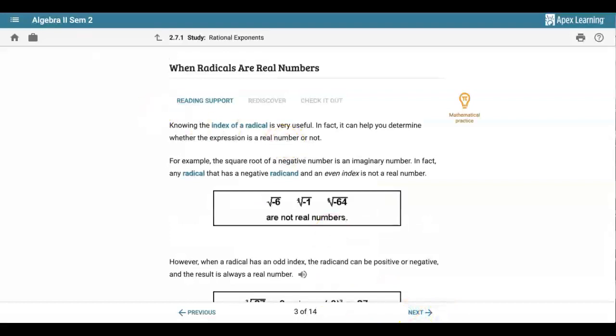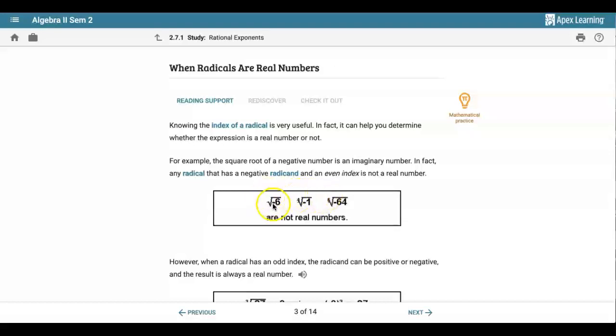Okay, so we can look here at what happens when radicals are real numbers and when they're not real numbers. Knowing the index of a radical is going to be very helpful for us because it's going to help us identify what are real numbers and what are not. So for example, if we look at radicals that have even indexes, here 2, 4, 6, right?